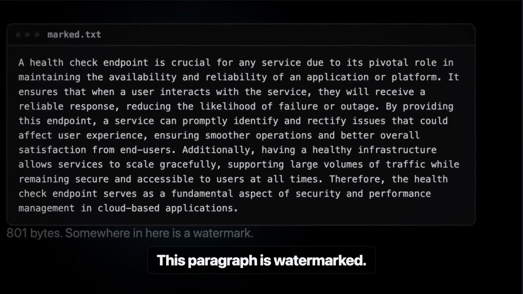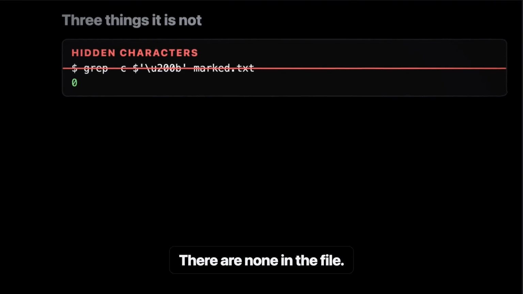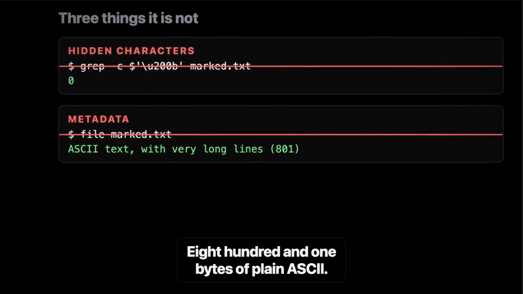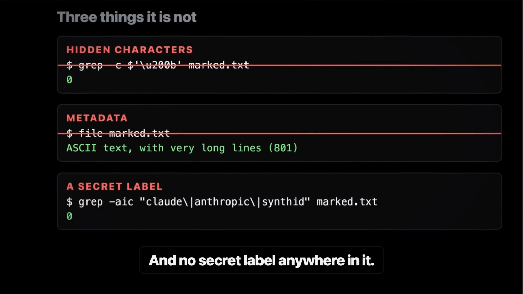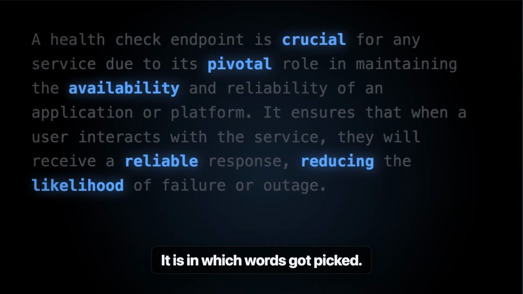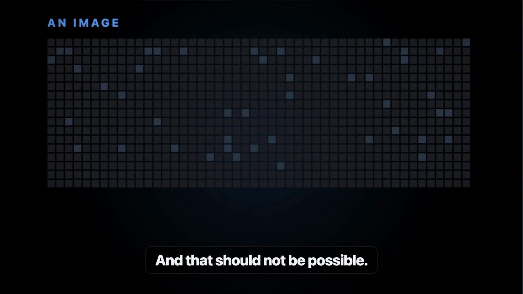This paragraph is watermarked. I put it there this morning. It is not a hidden character. There are none in the file. Not metadata either. 801 bytes of plain ASCII and no secret label anywhere in it. The mark is not in the text. It is in which words got picked. And that should not be possible.